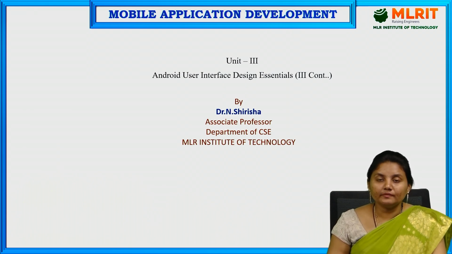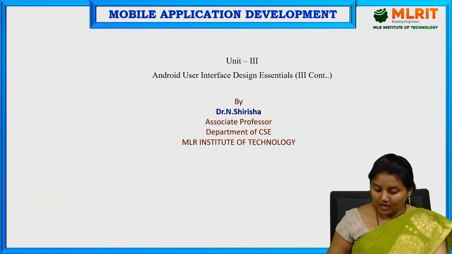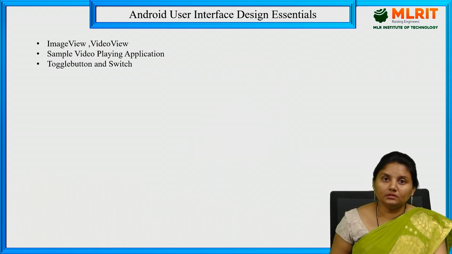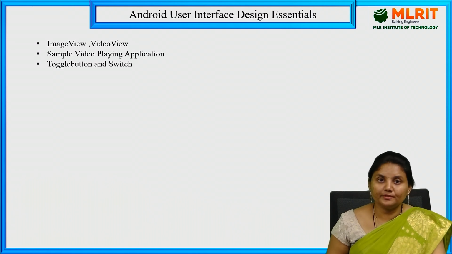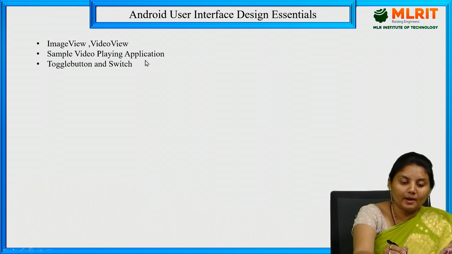So, in this session, we are going to continue the same design essentials with a few more components. Till now, we have seen different components like text view, edit text, checkboxes, and radio buttons. In this session, we are going to see image view, video view, and also a sample video application.